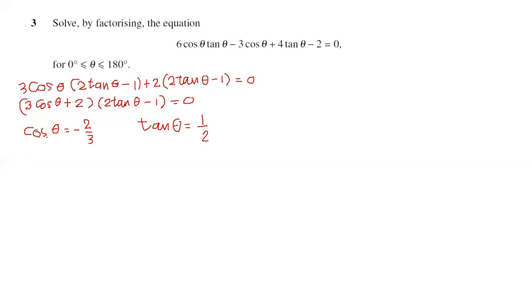Okay. So how to find theta for this one? Our cos to the power negative 1, through calculator, we may find theta equals 26.6, and for this one, tan to the power negative 1 through calculator, in the calculator this equals 131.